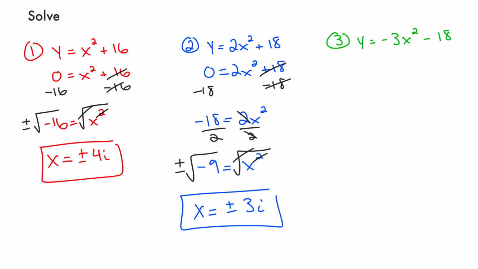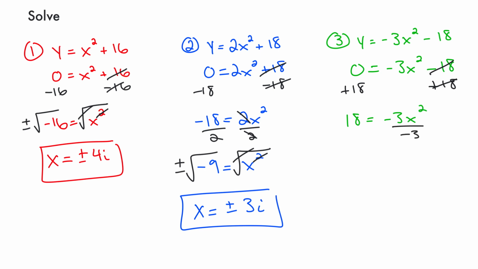And then lastly, problem number 3, I wanted to throw in this one. It's a little bit different, but I wanted to throw in a problem of this sort. Set y equal to 0. Still going to be the same process as the others. We're still going to add 18 to the other side. We're going to get 18 equals negative 3x squared. We're going to divide both sides by negative 3 to get rid of that in front of the x.